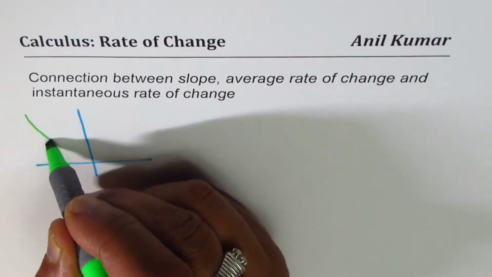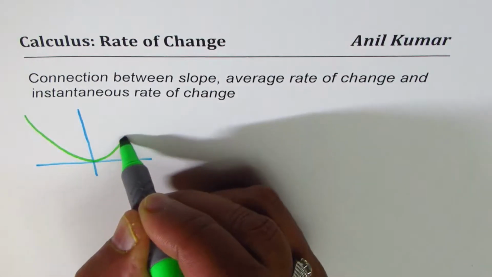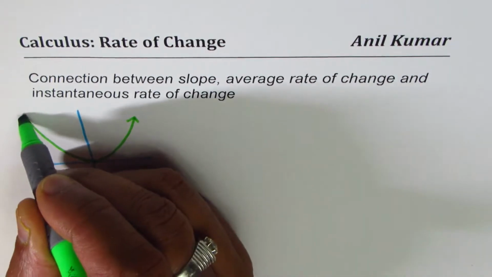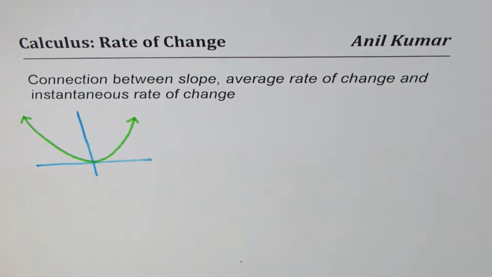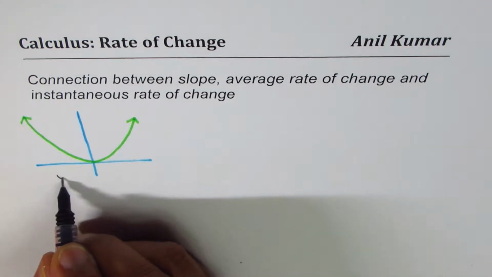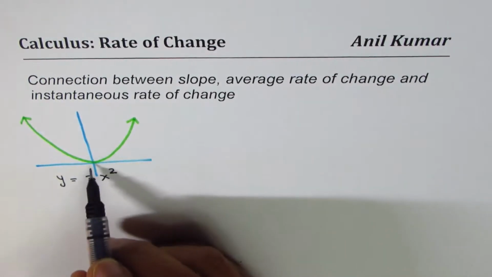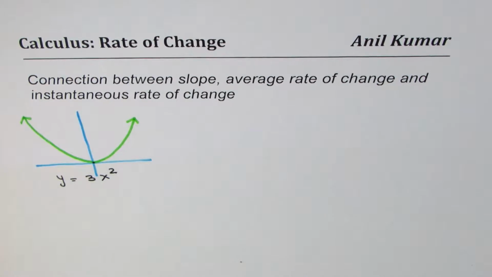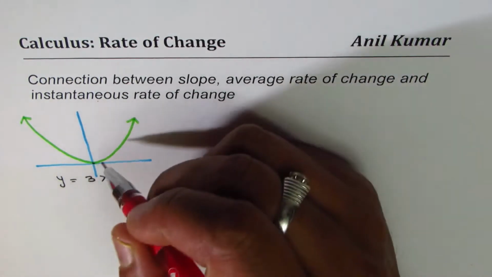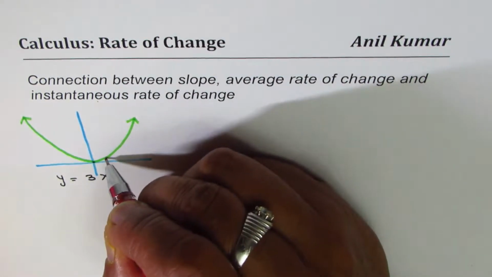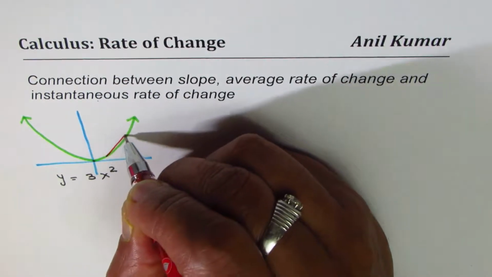So let's say this is the quadratic function for us. I'm taking a very simple example. Let us say the equation for the quadratic function is y equals 3x squared. So the parabola has its vertex at the origin, and y equals 3x squared is the curve shown here. Now, if I draw a line connecting 2 points on this parabola, for example, a line like this.